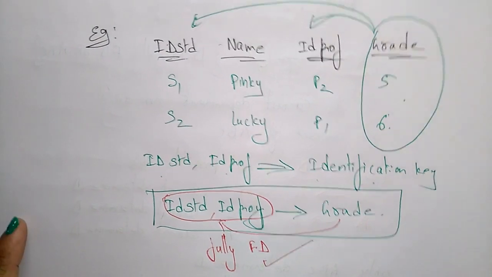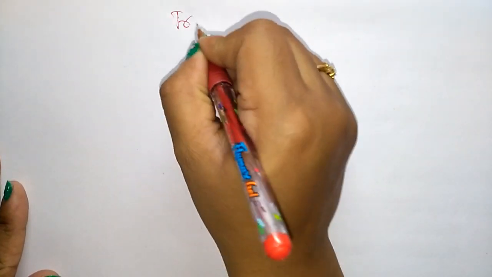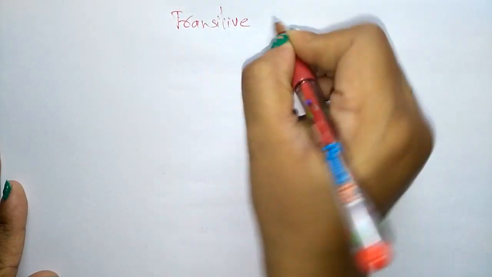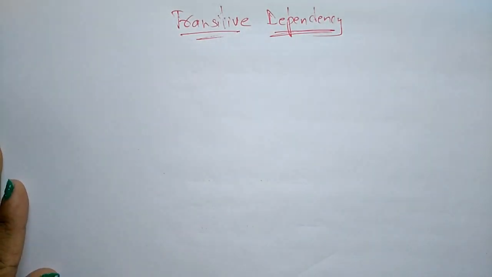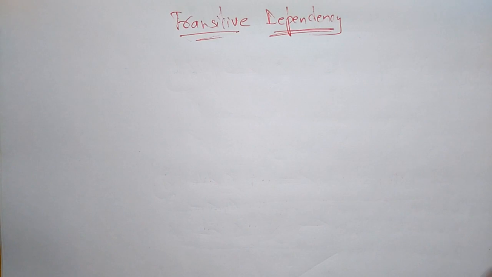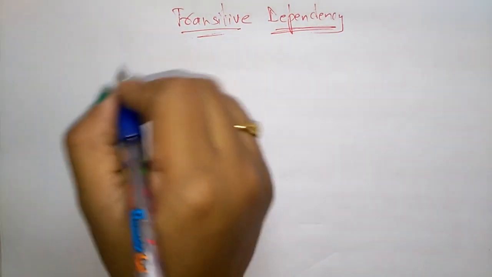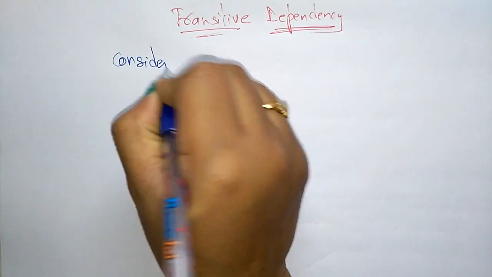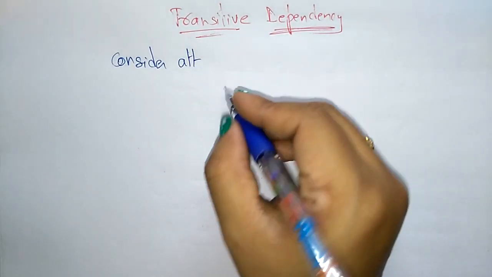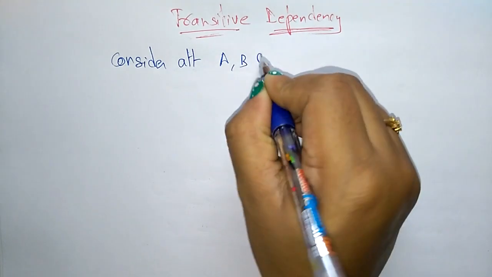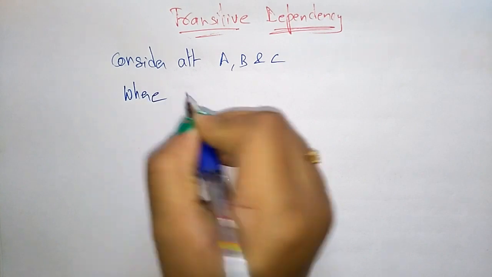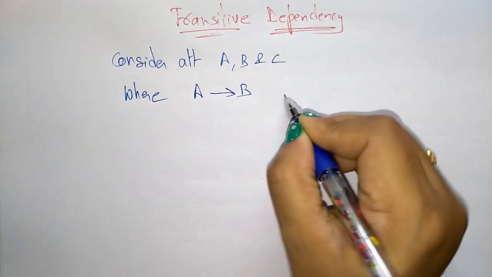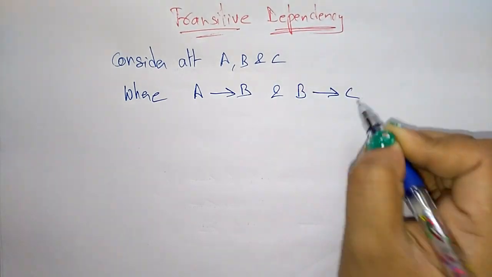Now let us see transitive dependency. What is a transitive dependency? I hope everyone knows the formula for transitive dependency. Whenever A tends to B, B tends to C, then A tends to C. Let me write that. The transitive dependency formula: let us consider the attributes present in a relation are A, B and C, where A determines B and B determines C.